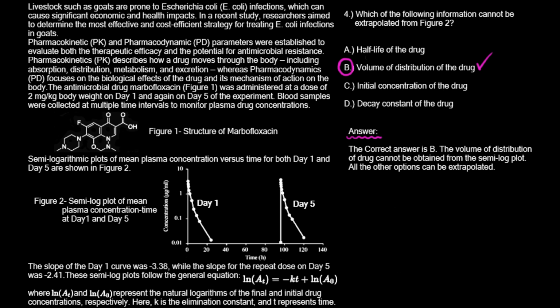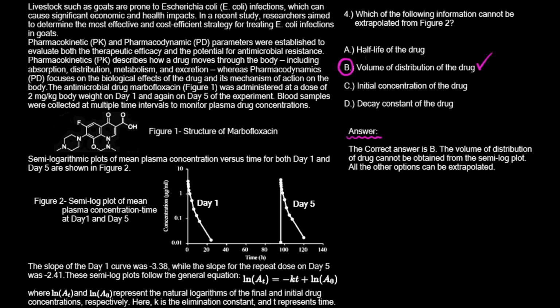Here's question number 4. It read, which of the following information cannot be extrapolated from figure 2? Is it the half-life, the volume of distribution, the initial concentration, or the decay constant? So this question is asking us to determine which answer choice cannot be determined from figure 2. Which one did you pick? If you chose answer choice B, you are correct.